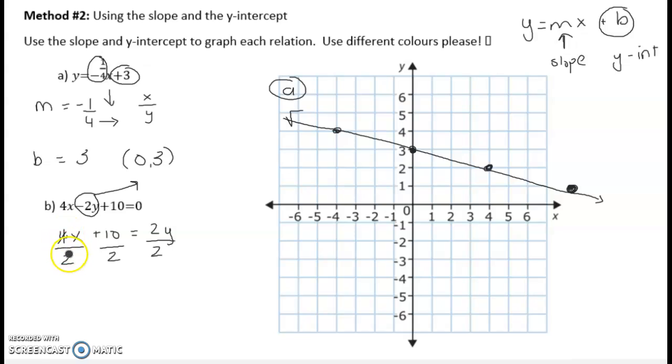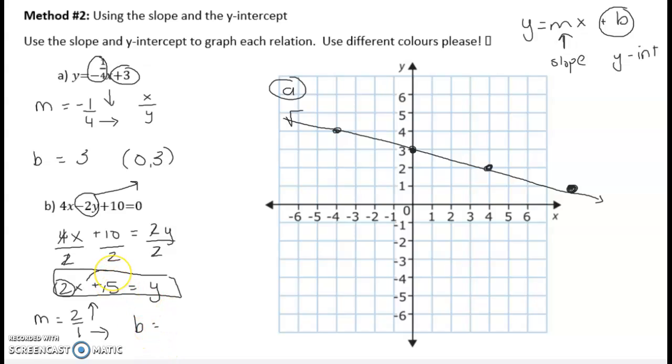So 4 divided by 2 gives me 2x. Positive 10 divided by 2 gives me positive 5. 2 divided by 2 gives me 1y. And that's the same thing as saying y equals mx plus b. It's just in the reverse order. Okay, so now let's fill it in. My slope is my number in front of my x, so that is a 2. So that means it's 2 over 1 because there's no number. So that means I'm going up 2 and over 1 positive.